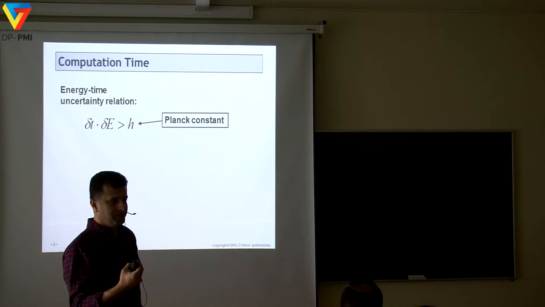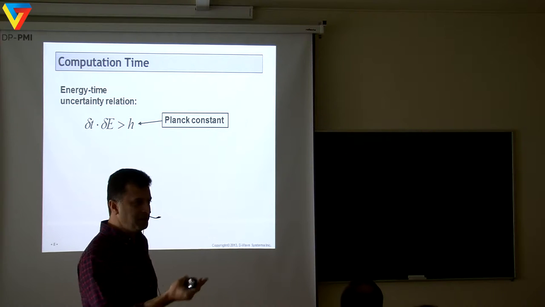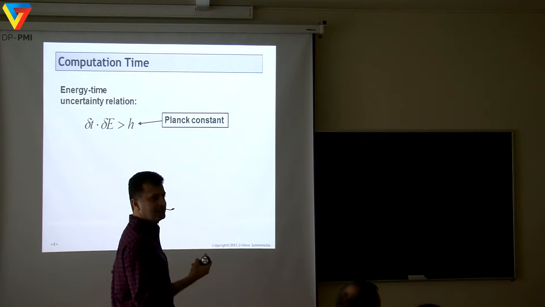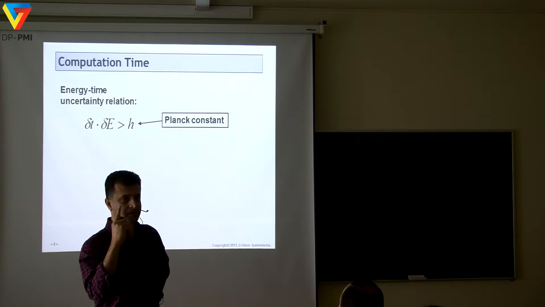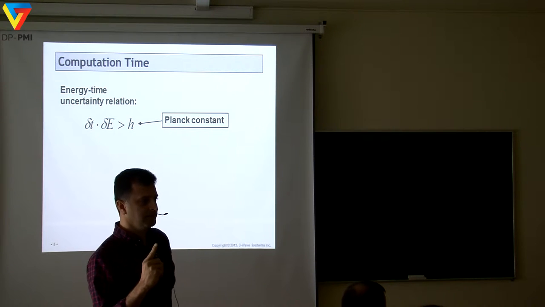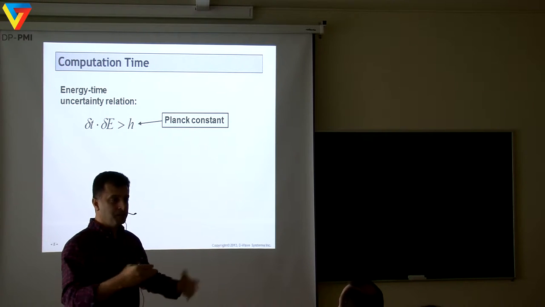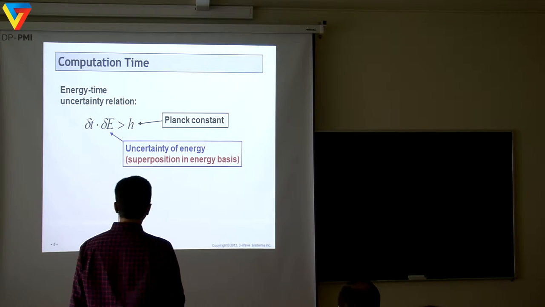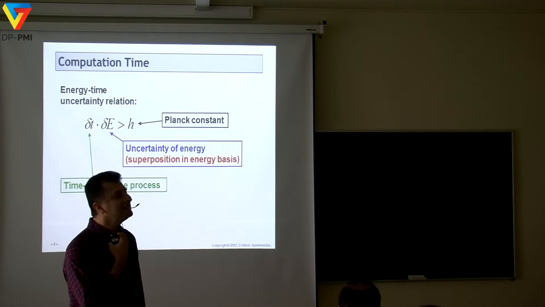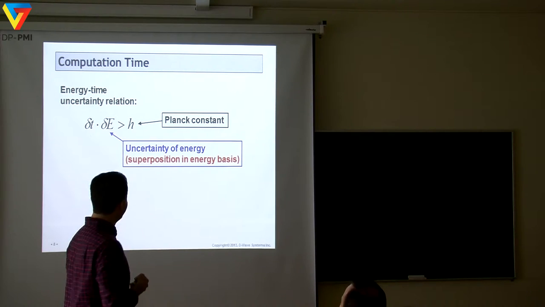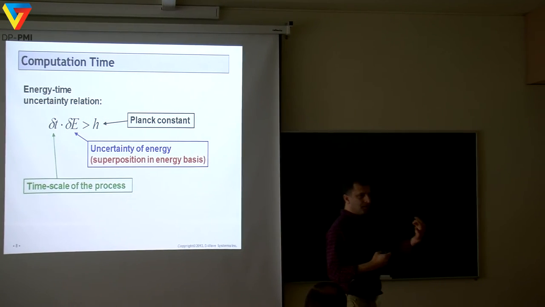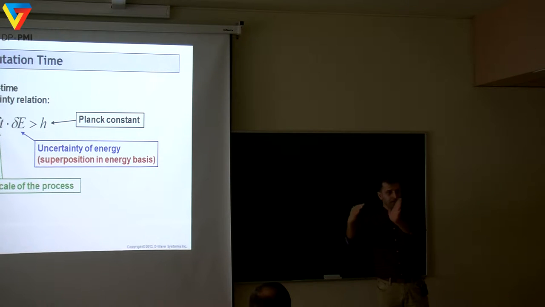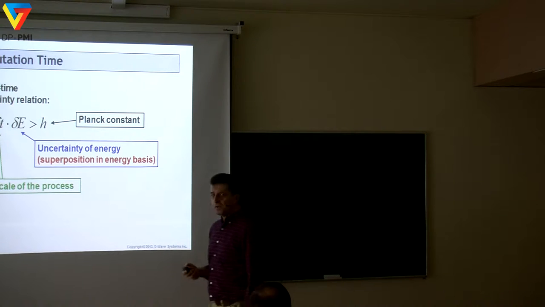It's the uncertainty of energy. What does it mean in terms of eigenstates? If you have one eigenstate, what's the uncertainty of energy? If your wave function is one eigenstate, what's the uncertainty in energy? Zero. So uncertainty in energy means superposition. Whenever you have superposition, you have uncertainty in energy, superposition in the energy basis. So what does time mean? Oh, I already showed you the answer. The time means the time scale that the process you're looking at takes. The uncertainty relation relates the time scale of the process with the uncertainty of energy of your wave function during this process. So how can you relate this with the adiabatic theorem?